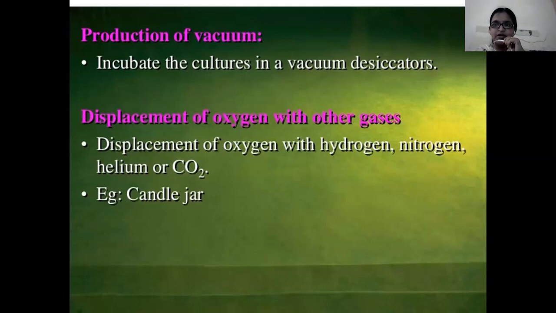So here we are ending this topic of using culture media and culturing techniques. We have seen different methods. Thank you.